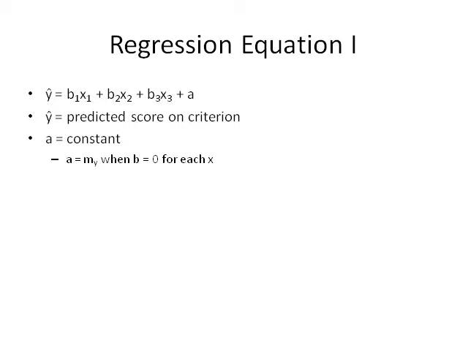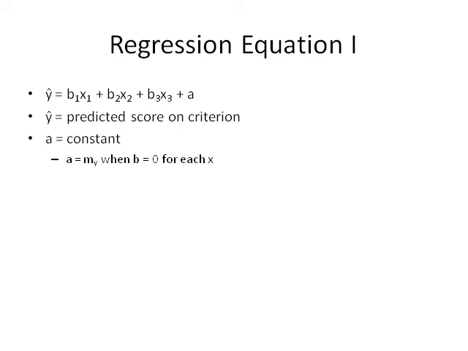The regression equation in multiple regression is similar to bivariate regression, except for the addition of more predictors. The y-hat is the predicted score on the criterion based upon a participant's scores on each of the predictors. The regression line connects all possible predicted values of y based upon scores on x. A, once again, is the y-intercept, or the constant of the equation. It equals the predicted score of y when the value of each predictor is 0.